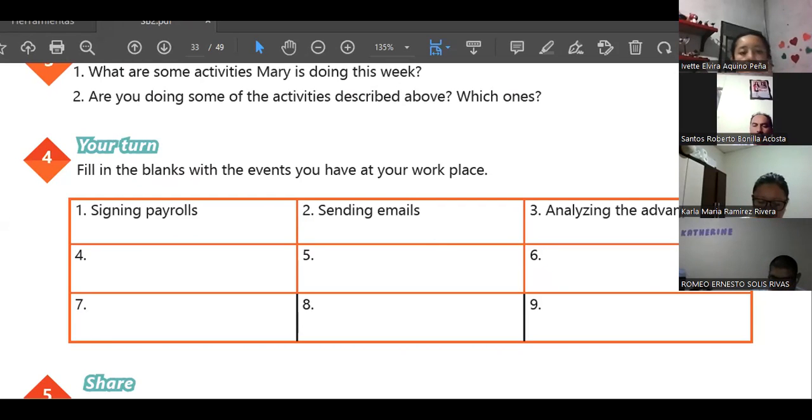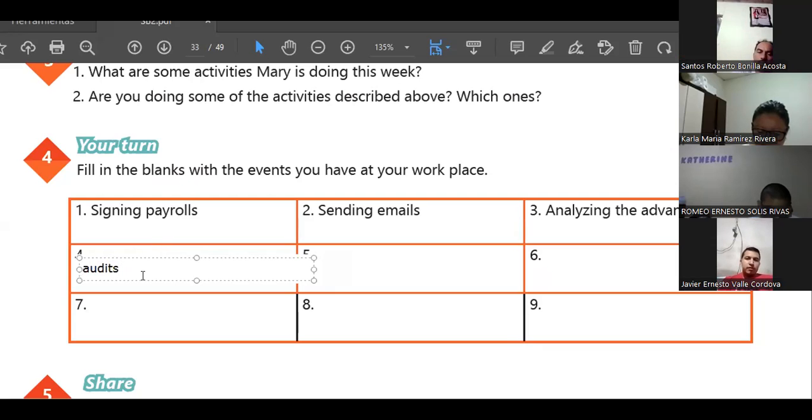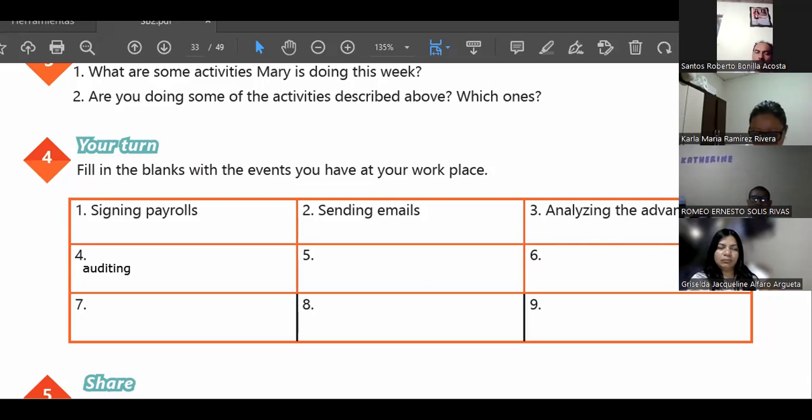Yvette. Auditorías, audits. Okay, audits. Very good. También podemos decir, I'm auditing, right? I am auditing. Yo creo que esta sí tendría que llevar la doble T. Déjenme verificar. Okay, this is according to the rules, so let me check. It's okay, only one T. Yes, auditing. Okay, then, thank you, Yvette.